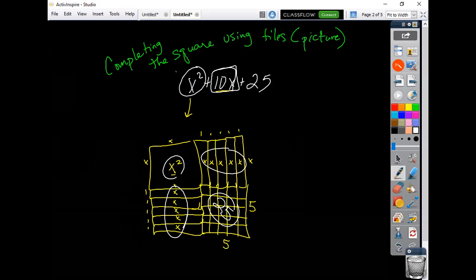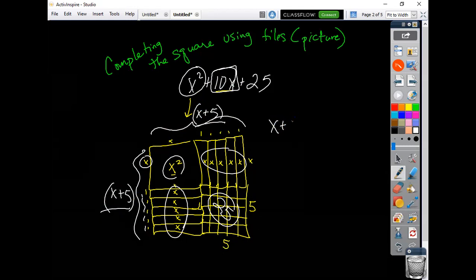So in tiles then, this shows this side x plus 1, 2, 3, 4, 5, and on this side x and 1, 2, 3, 4, 5. So x plus 5 times x plus 5, like area, length times width, equals the sum of all the parts inside of this square or rectangle here, which was x squared plus 10x plus 25. So that's how the tiles work to show it in picture form.